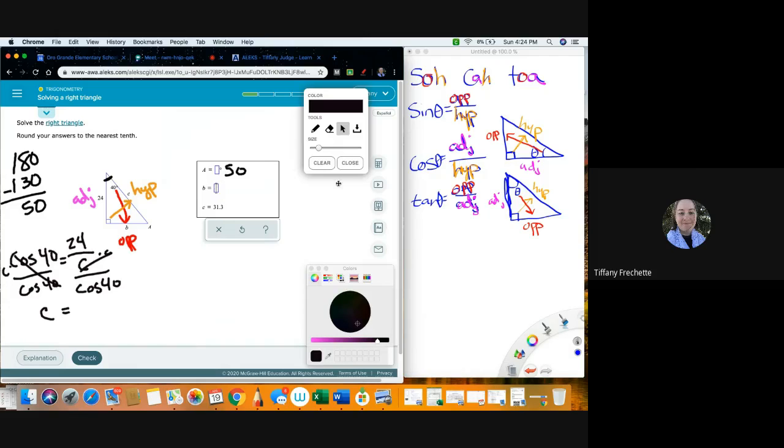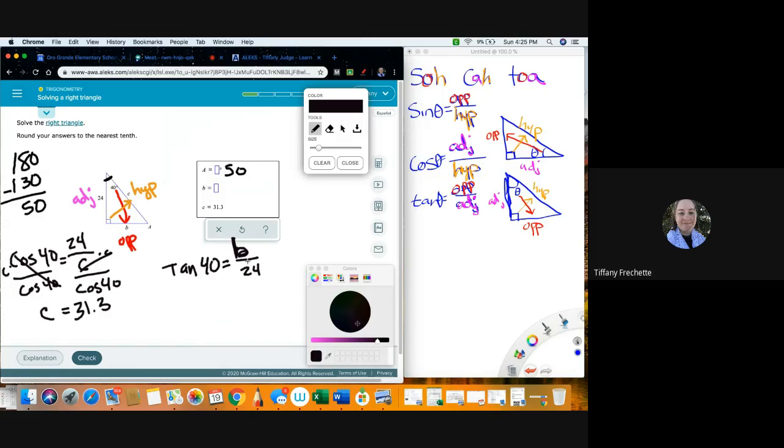All right, so now we're going to find side B. So now we're going to use tangent because that's the only other one that uses adjacent. Even though now we have side C, and we know that one is 31.3, we rounded that answer, so we don't want to use a rounded answer. So tangent of 40 equals opposite, which is B, over adjacent, which is 24. And this is a B, not a 6.